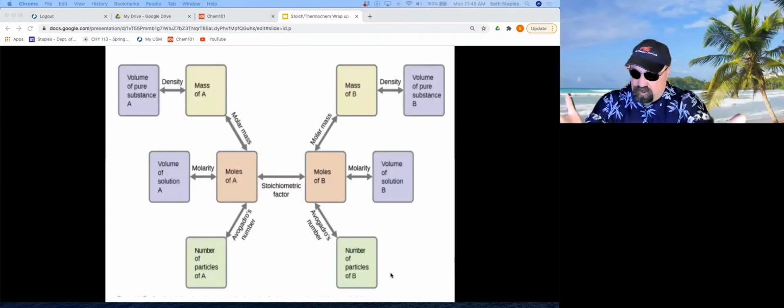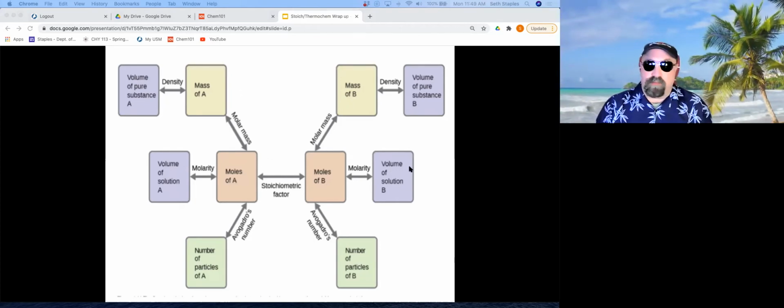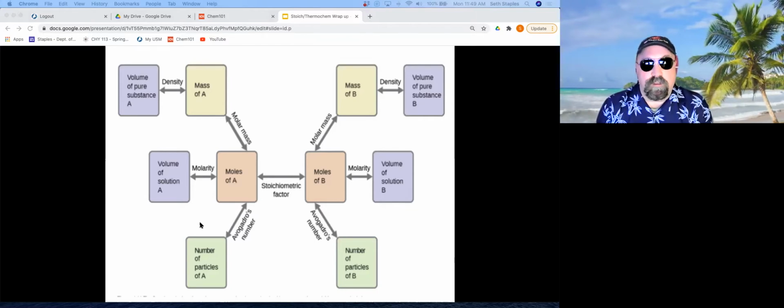And so then, just to show this again, we were just talking about our stoichiometric ratio. We're talking about this step right here, converting moles of one substance to moles of the other. And then we've got the rest of the roadmap to do whatever other conversions we need to do.